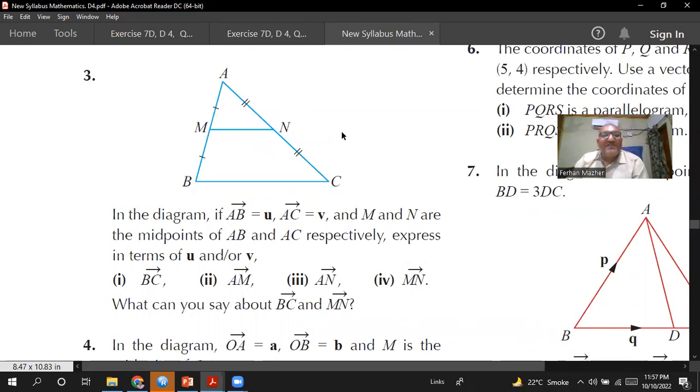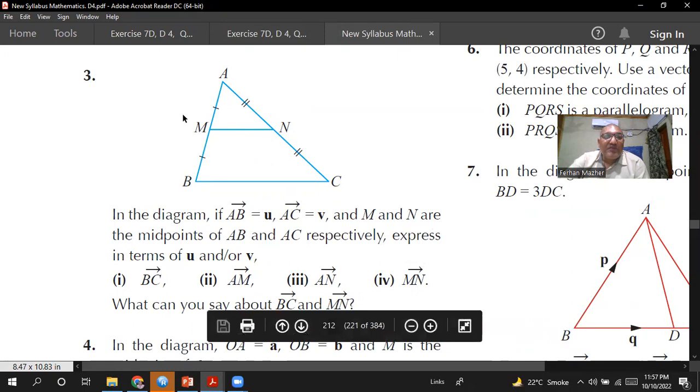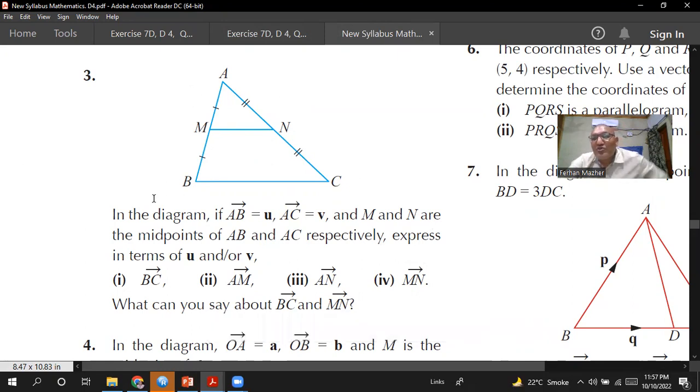Okay, in the diagram, AB is equal to U, the whole thing from A to B is U, and from A to C is V, and M and N are the midpoints. So if this portion is 1, the total is 2. That is the ratio. And N is also the midpoint, so this portion is 1, this portion is 1, the total will be 2. So this is the ratio, because M and N are the midpoints of AB and AC.